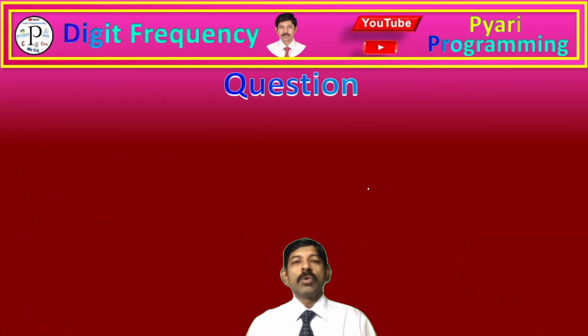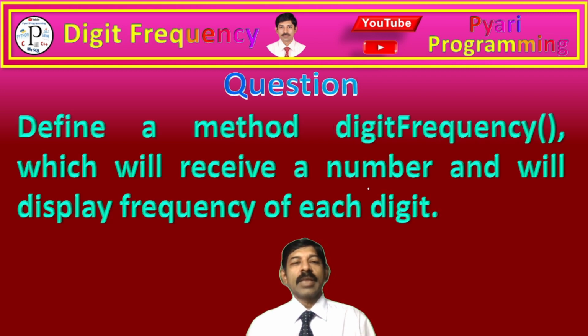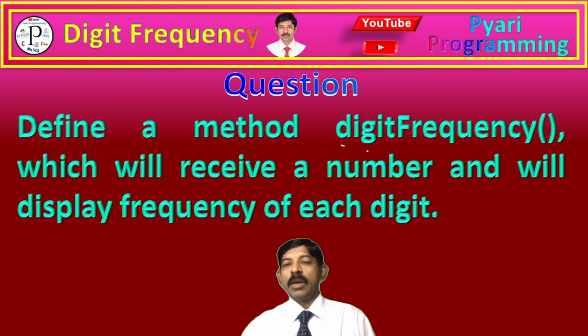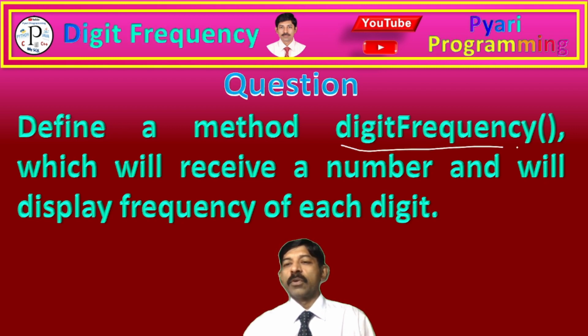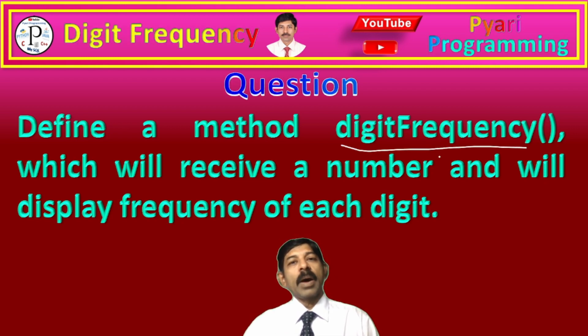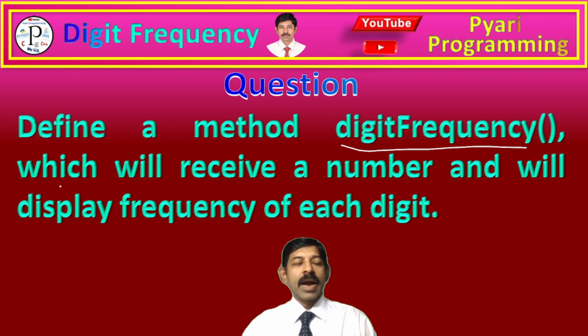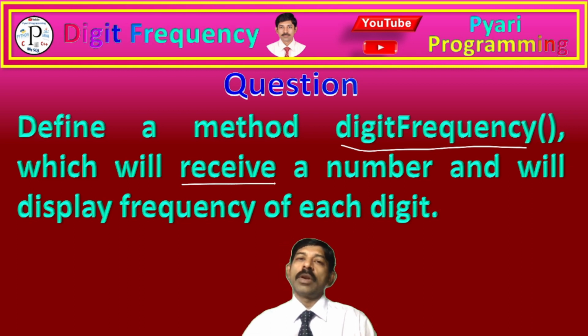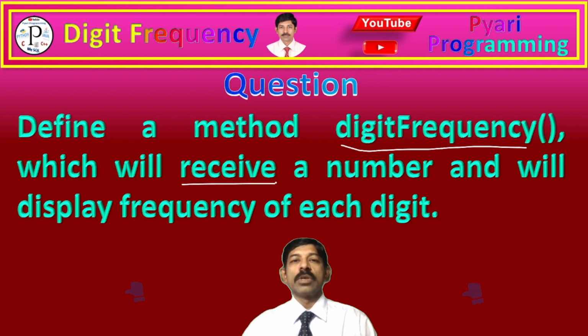Let's see how we are going to get the question. The question says that define a method digit frequency. What is the method name? Method name is digit frequency. Let's check about the parameter and return type. It says that which will receive a number. Who is going to receive a number? The method is going to receive a number.